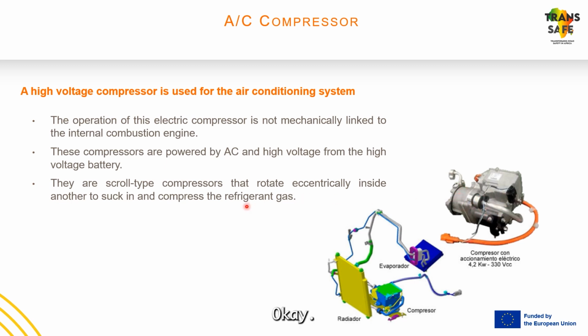Okay, they are scroll type compressors that rotate eccentrically inside another to suck in and compress the refrigerant gas. Here we have the pipe with the refrigerant gas, and we have the air conditioning system, that is basically an evaporator. Then we are gonna have a radiator, expansion valve, and the compressor. Okay, so this is the system.